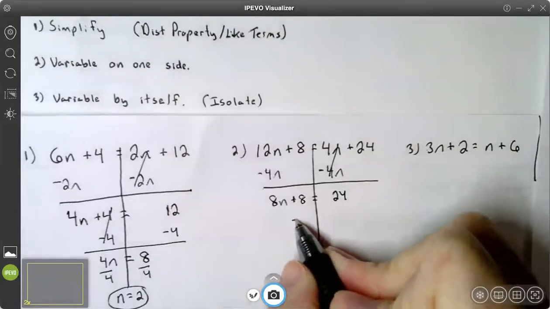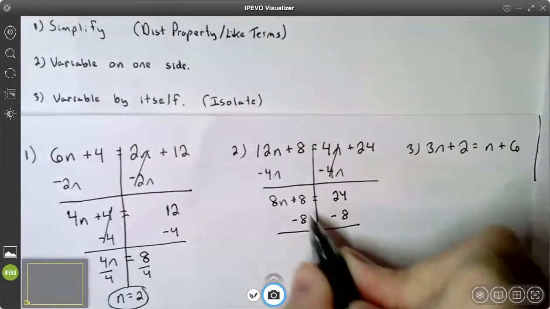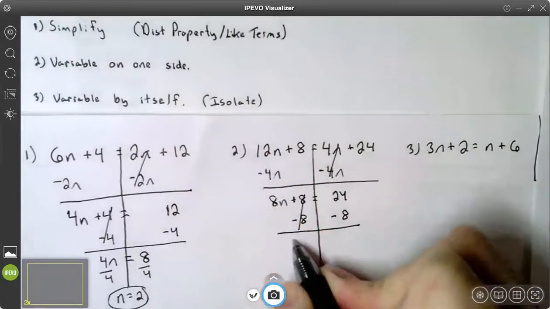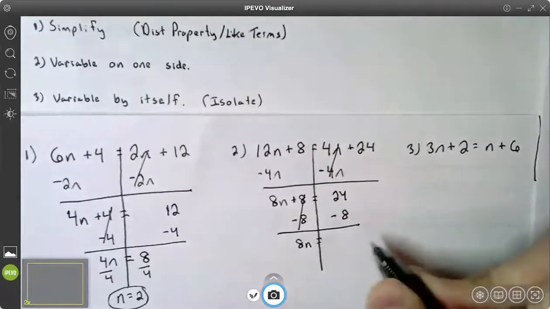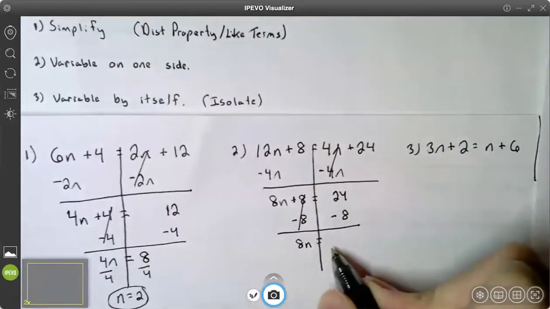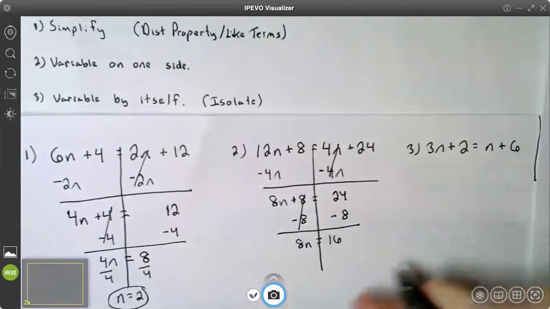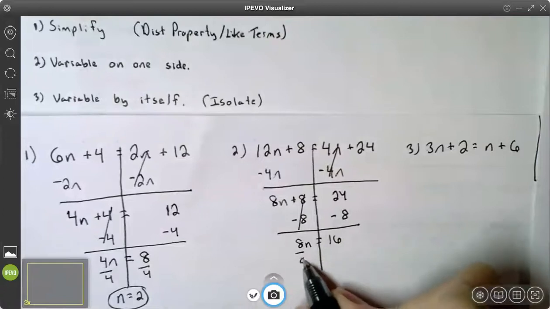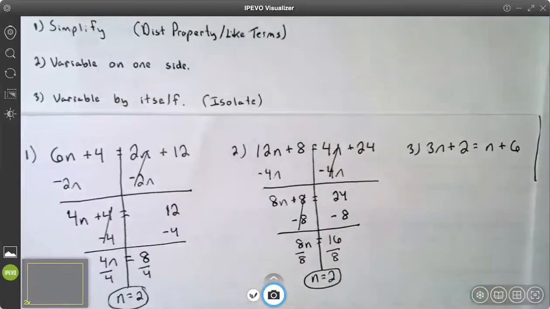To get rid of plus 8, you minus 8 to both sides. 8 minus 8 is nothing. You're left with 8n on the left side. On the right, 24 minus 8 is 16. Now to get rid of times 8, I divide both sides by 8. And your answer is 2. Number 3.